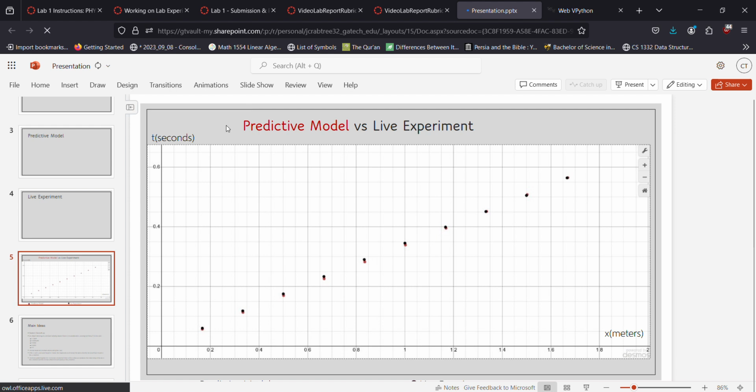Here is the predictive model data versus the live experiment data. The predictive model data is modeled in red dots, and the live experiment data is modeled in black dots. As you can see, they nearly overlap completely. This shows a high correspondence between the model and the experiment. There are some ways, though, that could account for the discrepancies and why the model did not perfectly predict the movement of the can in the live experiment. I'll go over that now.